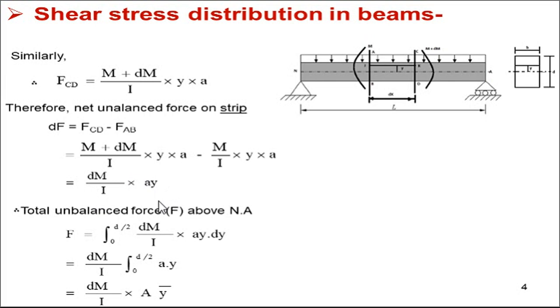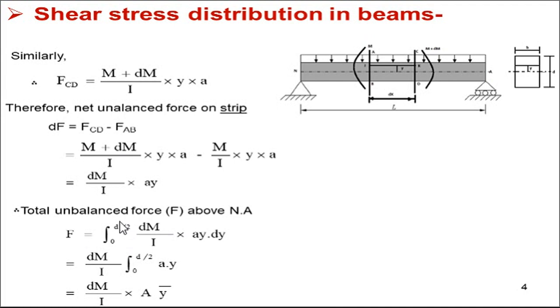So now we have to determine the shear force for the whole beam section. Now the unbalanced force F above the neutral axis. So now we can determine the total unbalanced force. This is the force for only one strip. So what is the total unbalanced force above the neutral axis?